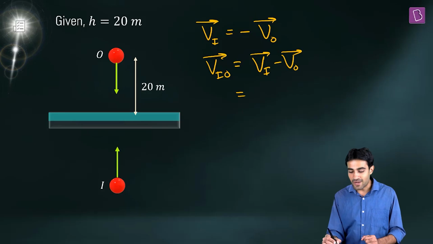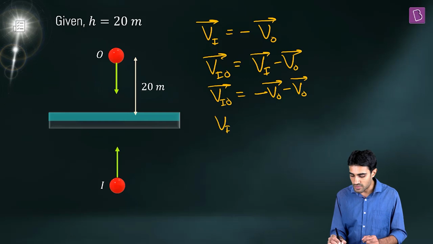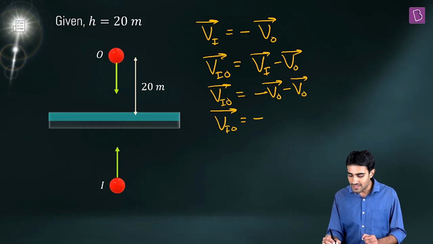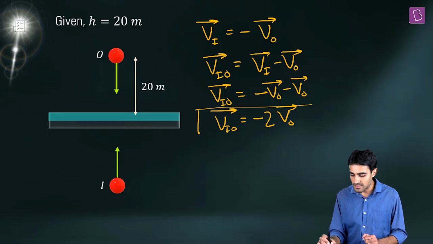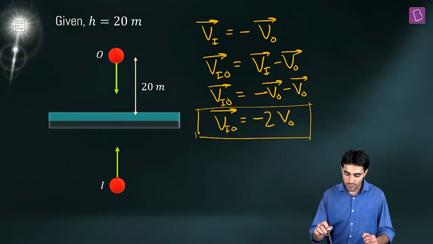So we can write velocity of image as minus velocity of the object. So we can see we have velocity of the image with respect to object coming out to be minus 2 times velocity of object. So this is the formula we will be using to solve our question. Nice formula. Now, how do we apply it?